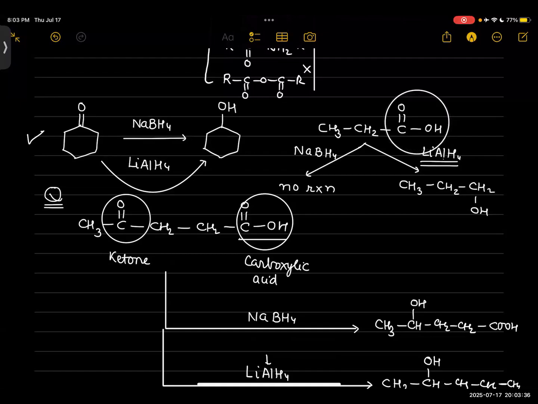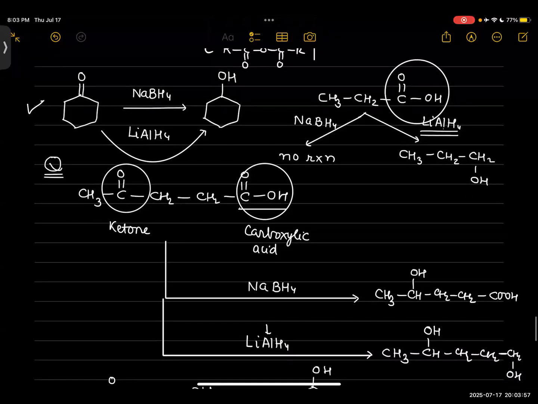Okay, so carboxylic acid, who will reduce carboxylic acid? Who can reduce carboxylic acid? LiAlH4 can reduce carboxylic acid. Got it? NaBH4 can't reduce carboxylic acid. It can reduce only aldehyde and ketone.